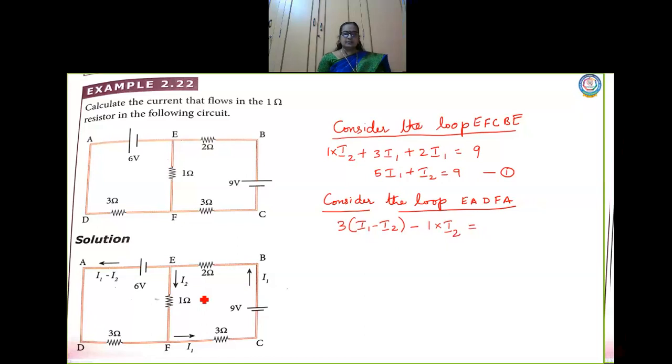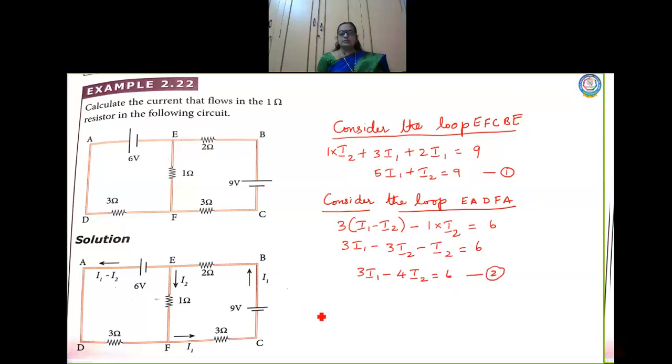Now next, this is the product of current and resistance. What is the battery here? Now when I come this side, here is the direction of current, negative to positive. So this will be plus 6. Simplify this: 3I1 minus 3I2 minus I2 equal to 6. I have 2 I2 terms here, so 3I1 minus 4I2 equal to 6. This is my second equation.